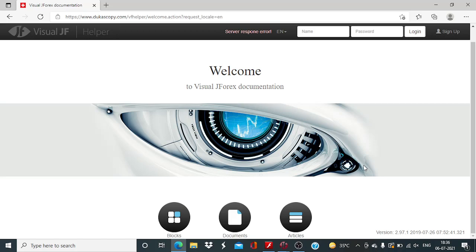Myself Vaibhav. In today's session of Visual JForex, we'll be starting afresh with the new indicator named percentage price oscillator, PPO. This is a variant of the MACD. If you are well familiar with the MACD, you might know that the MACD considers the absolute difference between the given set of EMAs. In this indicator, the absolute difference is being replaced by a percentage difference.